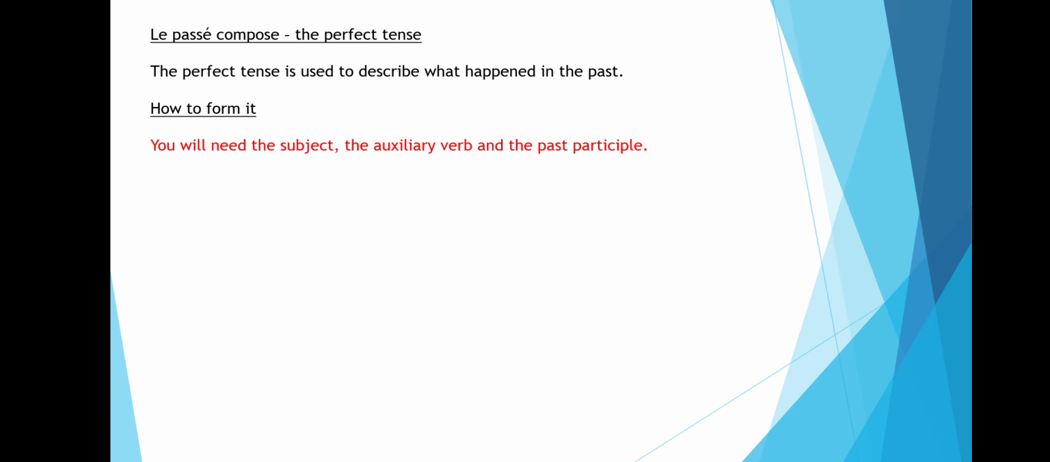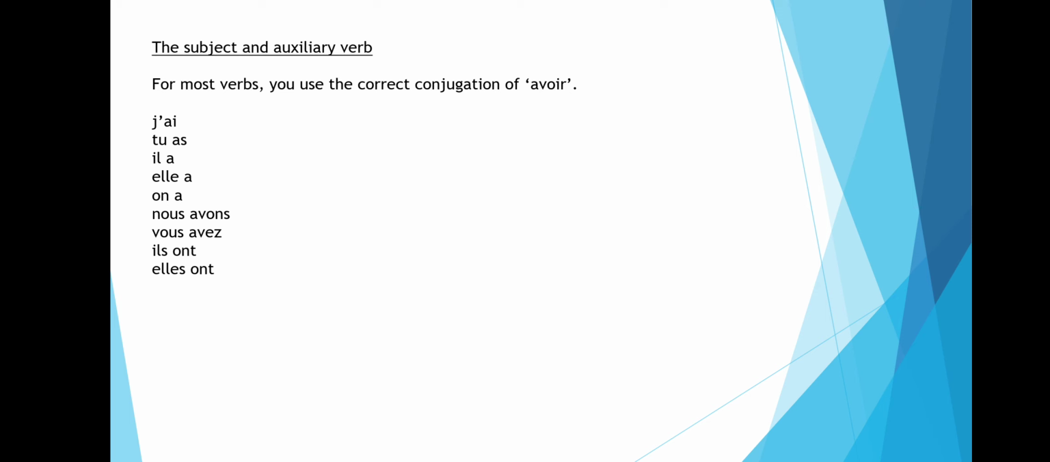Le passé composé is the perfect tense. The perfect tense is used to describe what happened in the past. So how to form it? You will need the subject, the auxiliary verb, and the past participle. 3 parts. So first, the subject and the auxiliary verb.